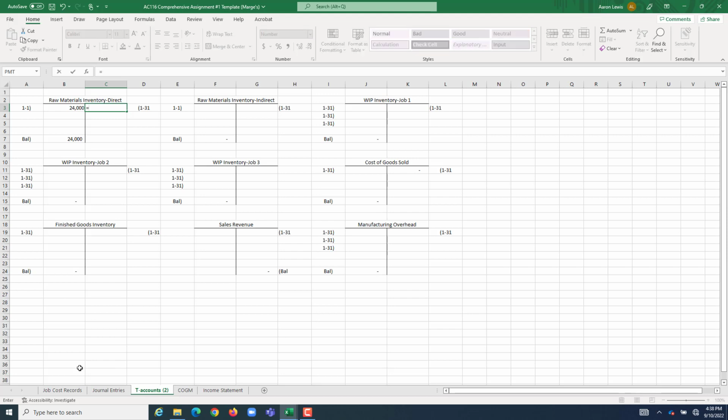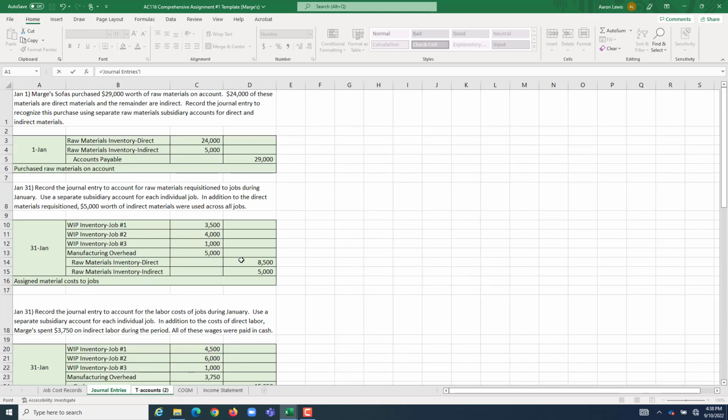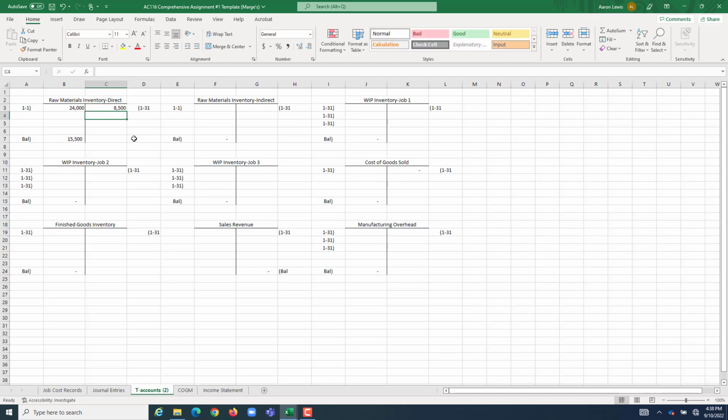So I'm going to hit equals on the credit side. I'm going to go back to my journal entries, and I'm going to see that happen in the very next journal entry. We credited raw materials inventory direct for $8,500. If we credited it in the journal entry, we got a credit in the T account. So let's bring the $8,500 credit over to our T account by hitting enter, and there we go.